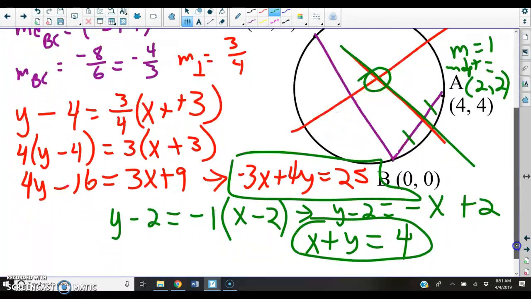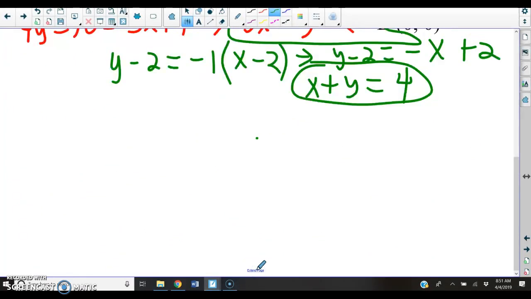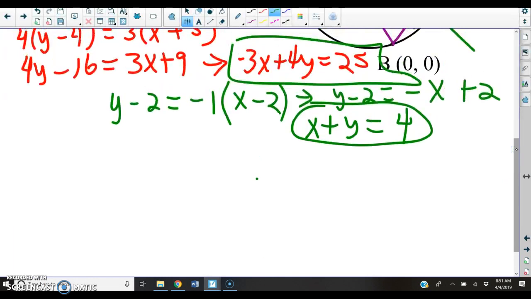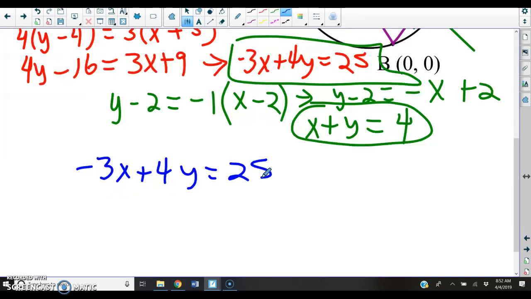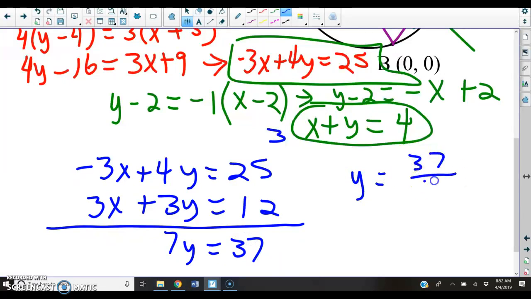I've got to extend my page a little bit. There we go. So I've got a new color. Negative 3x plus 4y equals 25. I'm going to multiply my other equation by 3 and use elimination. 3x plus 3y equals 12. Oh, this is not going to be pretty. 7y equals 37, so my y is going to be 37 over 7.